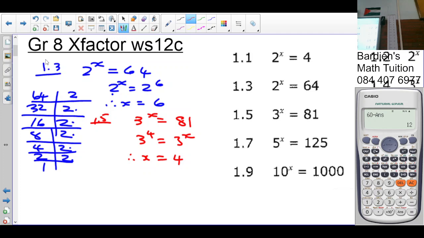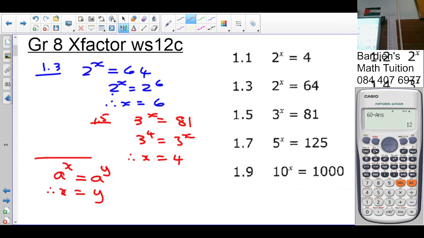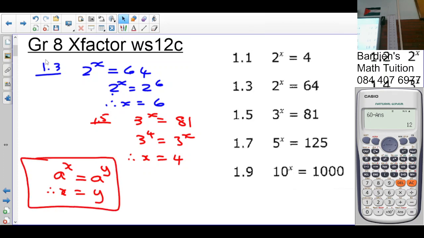So you look at 81. The idea is to write the bases the same for the exponents to be equal. When the bases are the same, exponents are equal. You've got a to the x equals a to the y. Therefore, x is equal to? When bases are the same, exponents are equal.